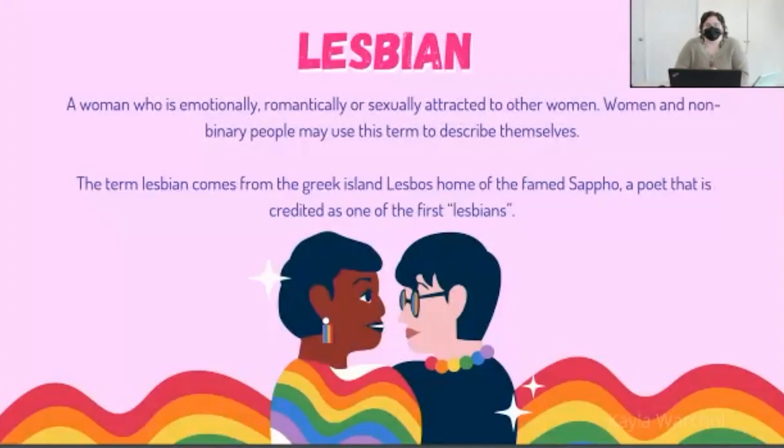So the L is lesbian, a woman who's emotionally, romantically, or sexually attracted to other women. Women and non-binary people may use this term to describe themselves. The term lesbian, fun history fact, comes from the Greek island of Lesbos, home of the famed Sappho, a poet that is credited as one of the first lesbians.